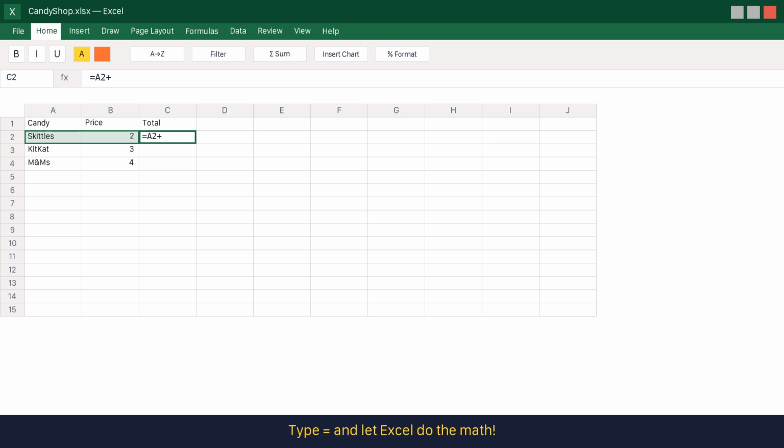Watch this. Click cell C2. Type equals A2 plus B2. Press enter. Boom, Excel adds them for you.